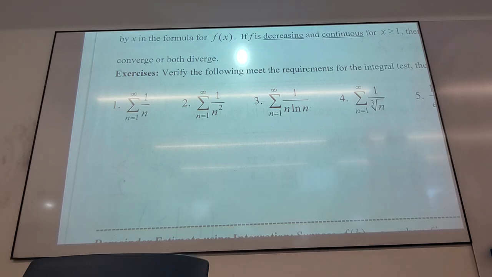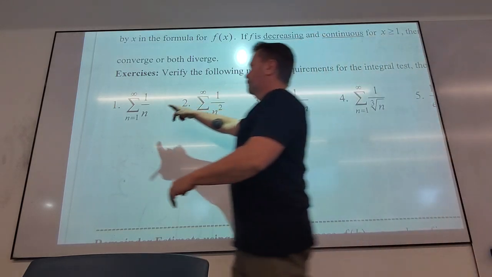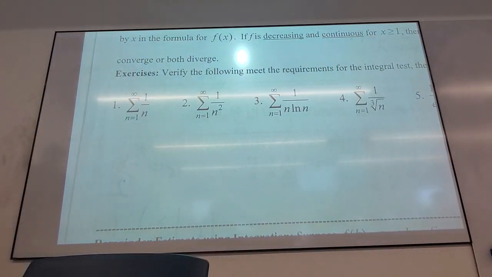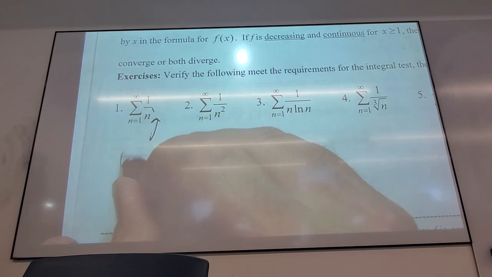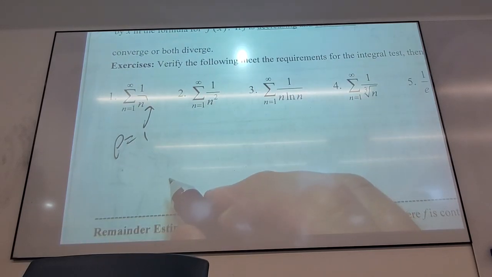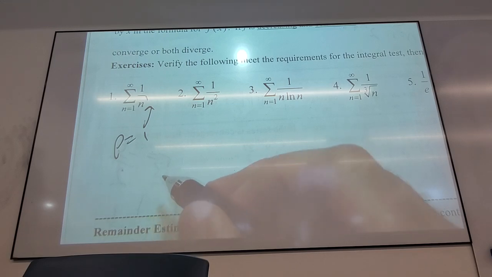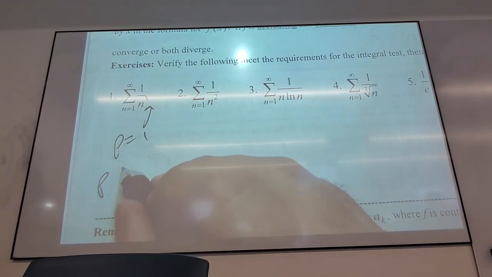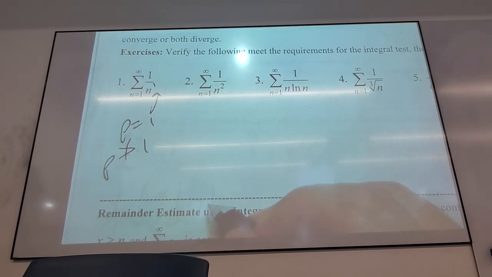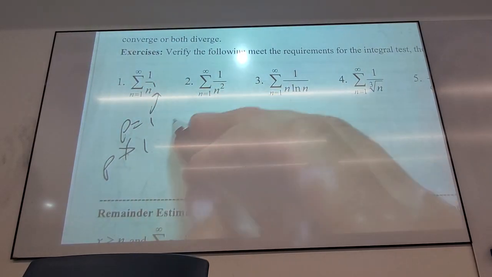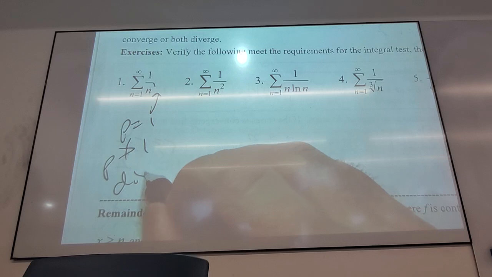What does it take in order for the series to converge? What has to be true? P has to be greater than 1. This P is not greater than 1. Therefore, this series diverges.